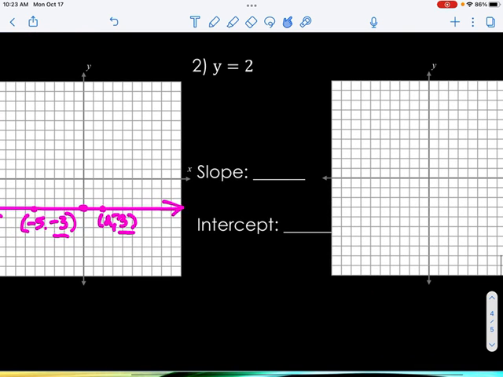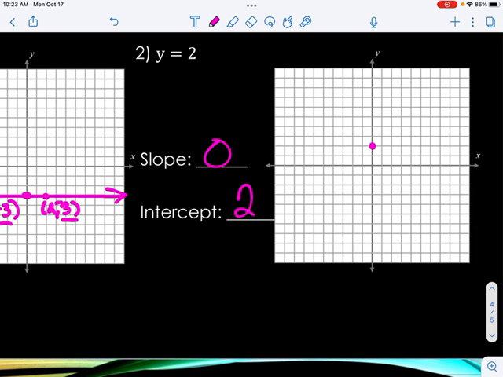Okay, let's try the next one. So y equals 2. I notice again, no x in the problem. So my slope is 0. My intercept is 2. So I come up 2. I put my dot. I plot my y-intercept. And then at that point, I draw my horizontal line. And there is my graph.